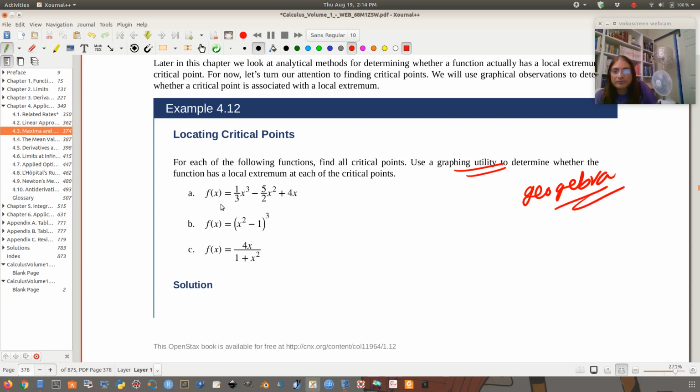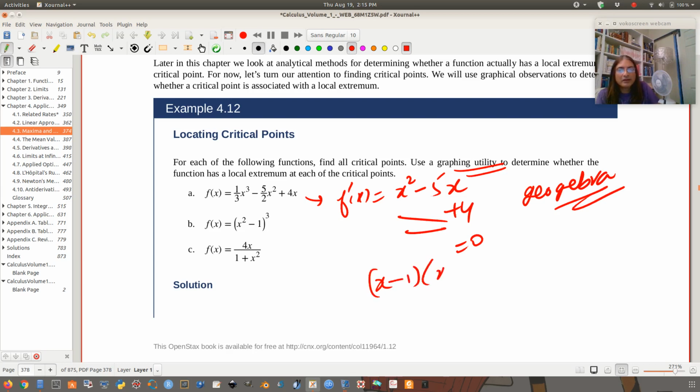Okay, so here to find the derivative of this, f prime x is equal to x squared minus 5x plus 4. Make it equal to 0 and solve for x. So this will be x minus 4 times x minus 1. So x minus 1, x minus 4 equal to 0, right? So that means x equal to 1 and 4. So they are the two critical points of this function.